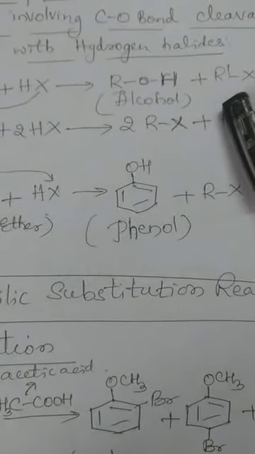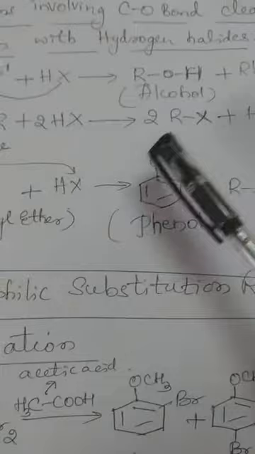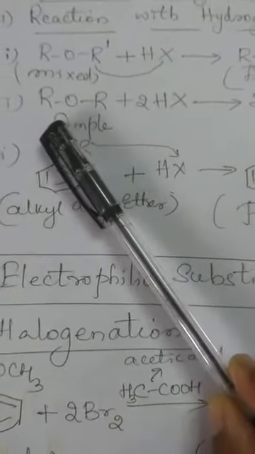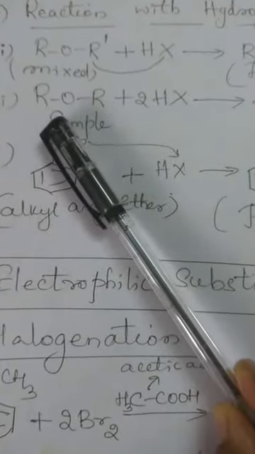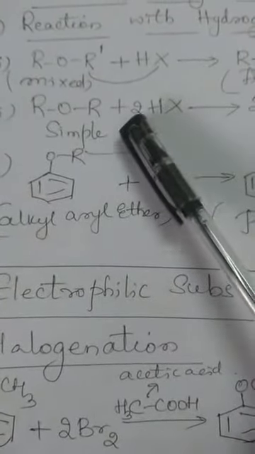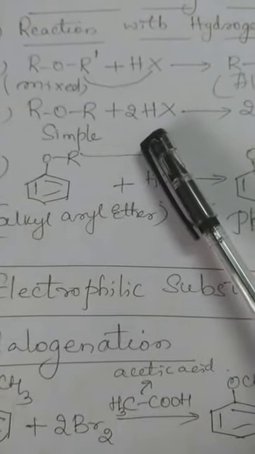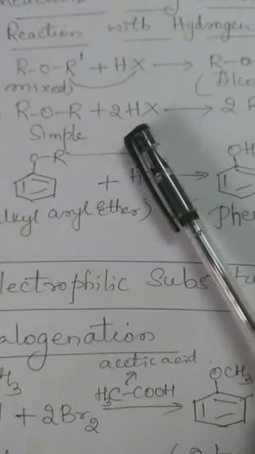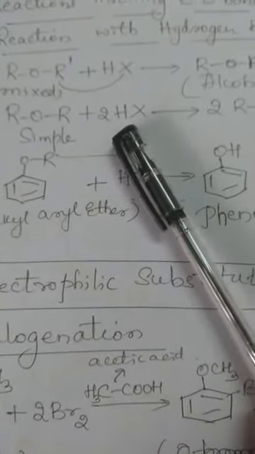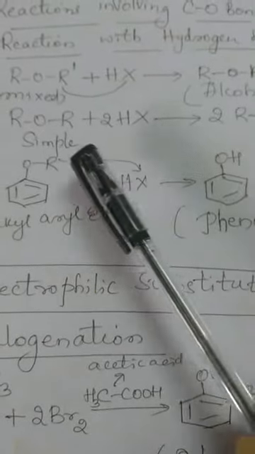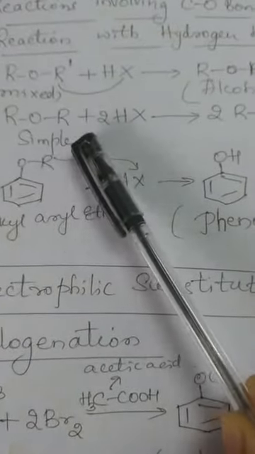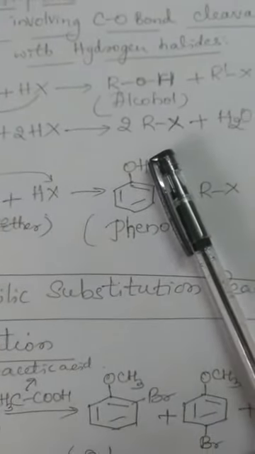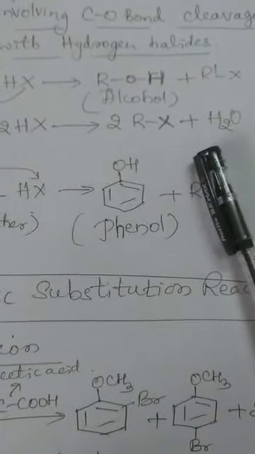Suppose the reaction of a dialkyl ether takes place, that is, both groups R and R' are alkyl. So dialkyl ethers will react with excess of hydrogen halides. Two molecules of hydrogen halide are taken here. So they react with excess of hydrogen halides and you will get the product as an alkyl halide. That is, both the carbon-oxygen bonds are cleaved and the two halides are picked up so as to get 2 RX as the product, with the elimination of water.